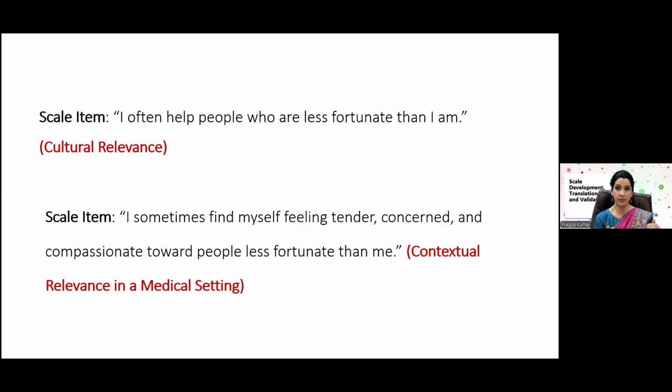Now coming to the second question: "I sometimes find myself feeling tender, concerned, and compassionate towards people less fortunate than me." Again, this has a contextual relevance in the medical setting, because in the medical setting we train medicos that you should be compassionate and you should help people. Many people take up medicine because they want to serve people. So if they are concerned and compassionate because of their profession, then definitely it is not going to tell the empathy in a person.